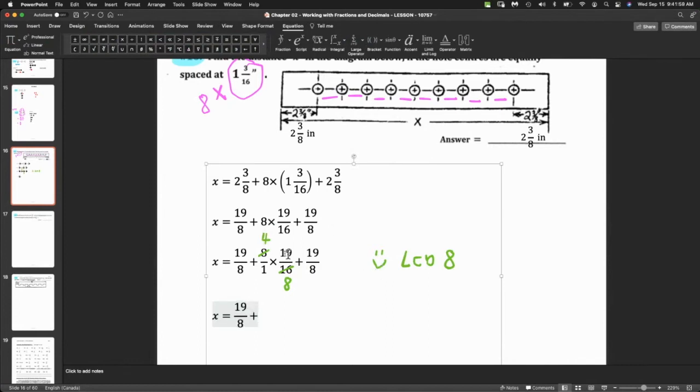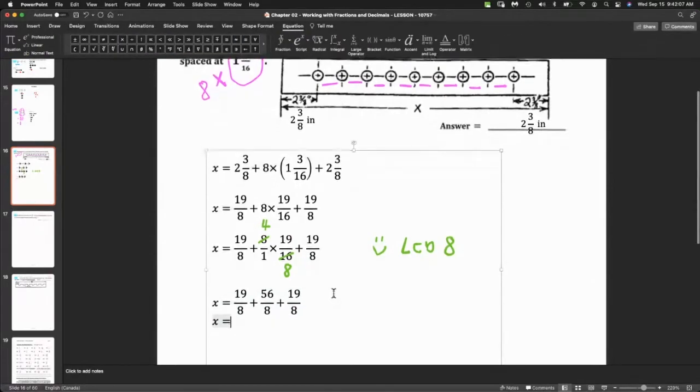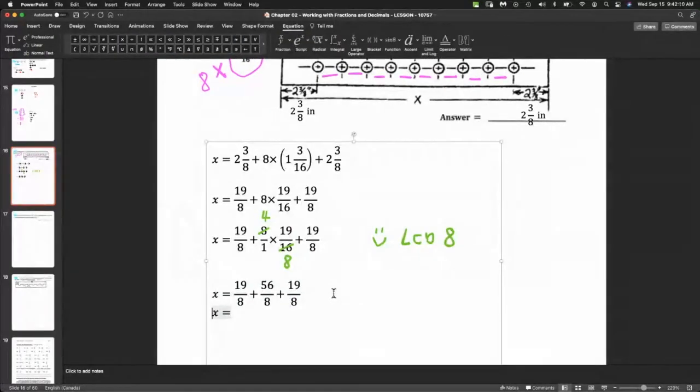So 4 times 19 is 56. And then of course you have 19 over 8 again. And now you're in the home stretch because everything's out of 8.